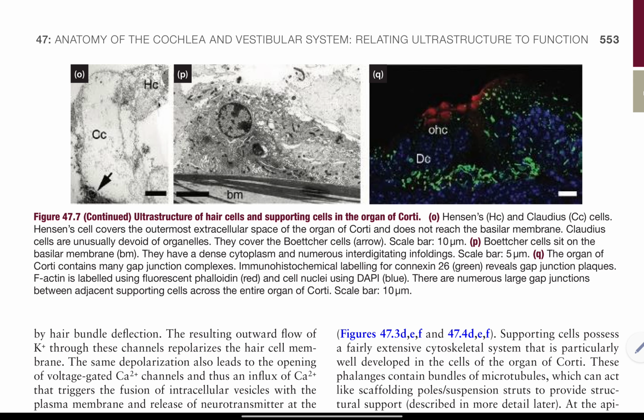Q. The organ of Corti contains many gap junction complexes. Immunohistochemical labeling for connexin 26, green, reveals gap junction plaques. F-actin is labeled using fluorescent phalloidin, red, and cell nuclei using DAPI, blue. There are numerous large gap junctions between adjacent supporting cells across the entire organ of Corti. Scale bar 10 mm.